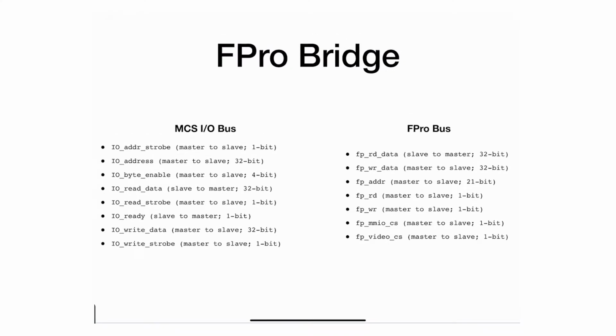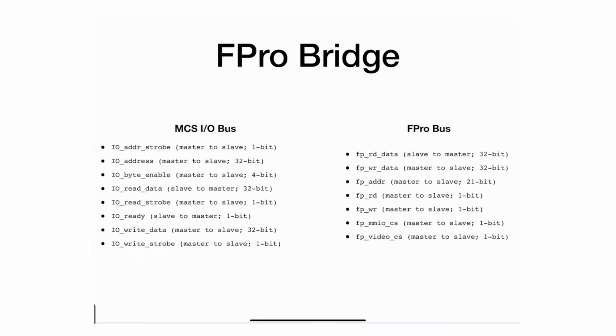So the FPro Bridge, its purpose is actually to take the microcontroller system's input and output bus, the whole bus, and translate it to our FPro bus, the one that we're building from scratch. So these are the signals that we have coming out of the microcontroller, and these are the ones that we want to use.